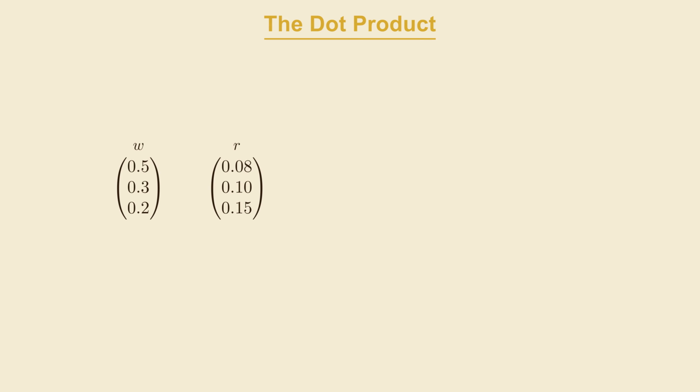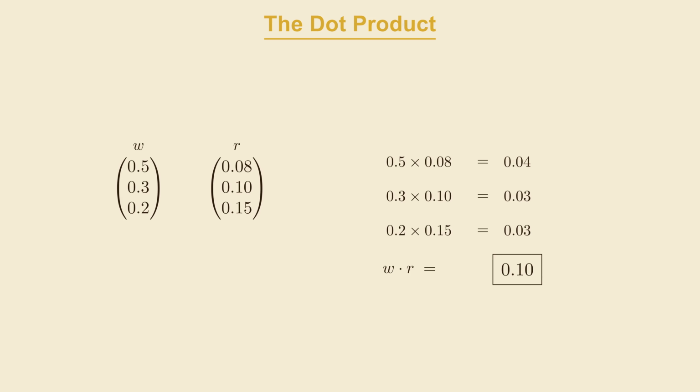We need a way to combine the weights and the returns into a single number. That way we can get our portfolio return. This is exactly what the dot product is designed to do. The dot product of w and r multiplies the matched entries and then adds the results. 0.5 times 0.08 is 0.04. 0.3 times 0.10 is 0.03. And 0.2 times 0.15 is also 0.03. Add the three together and you get 0.10. So the portfolio return is 10% over the period.